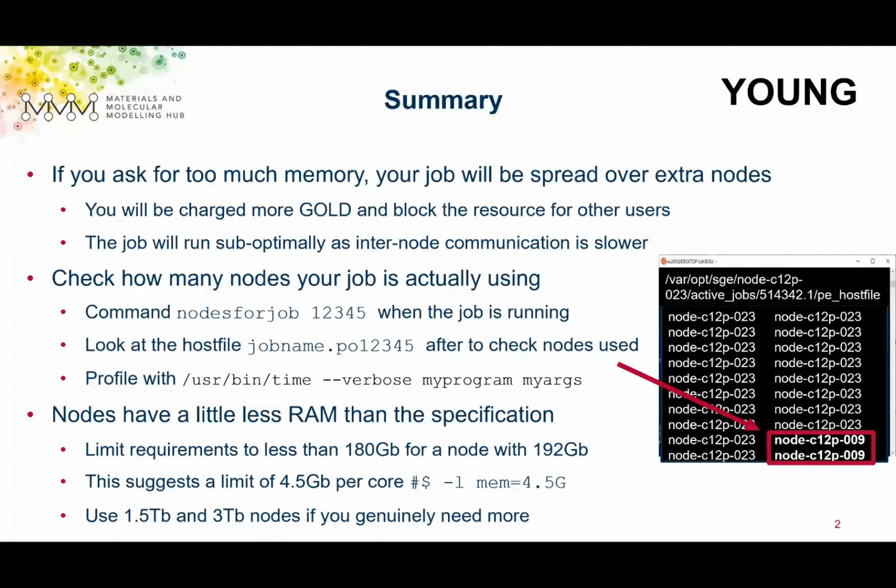But as I'll talk about in this presentation, you essentially will be in a particularly special use case if you're using much higher memory nodes, and generally most jobs of the type we expect to run on Young probably won't need more than 4.5 gigabytes per core.